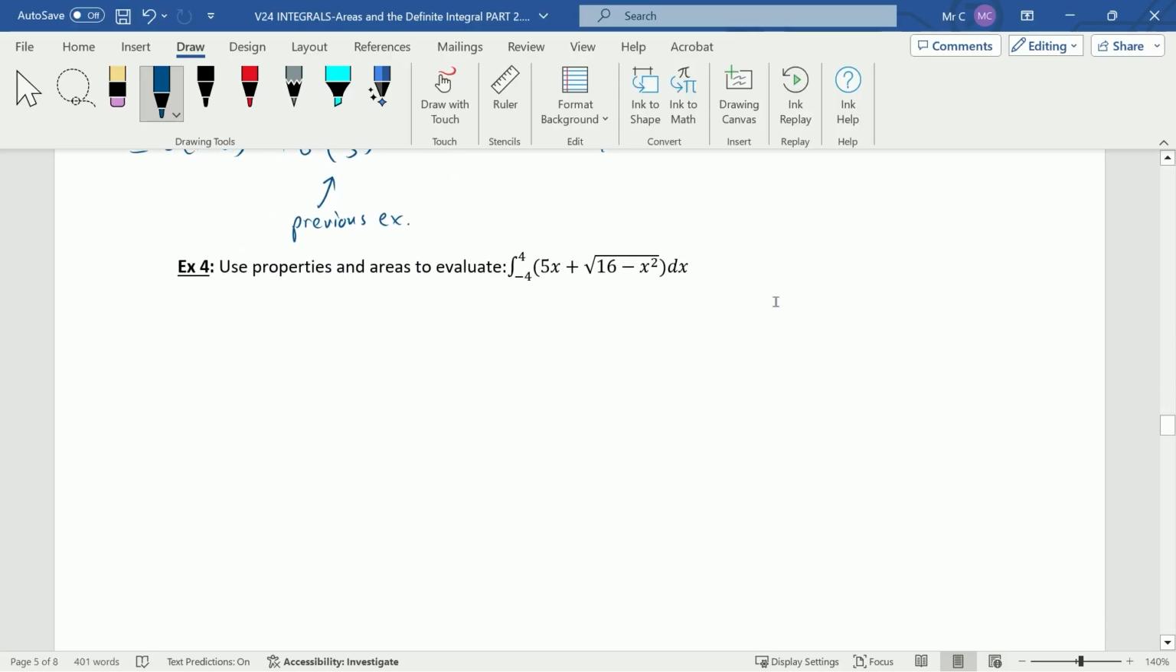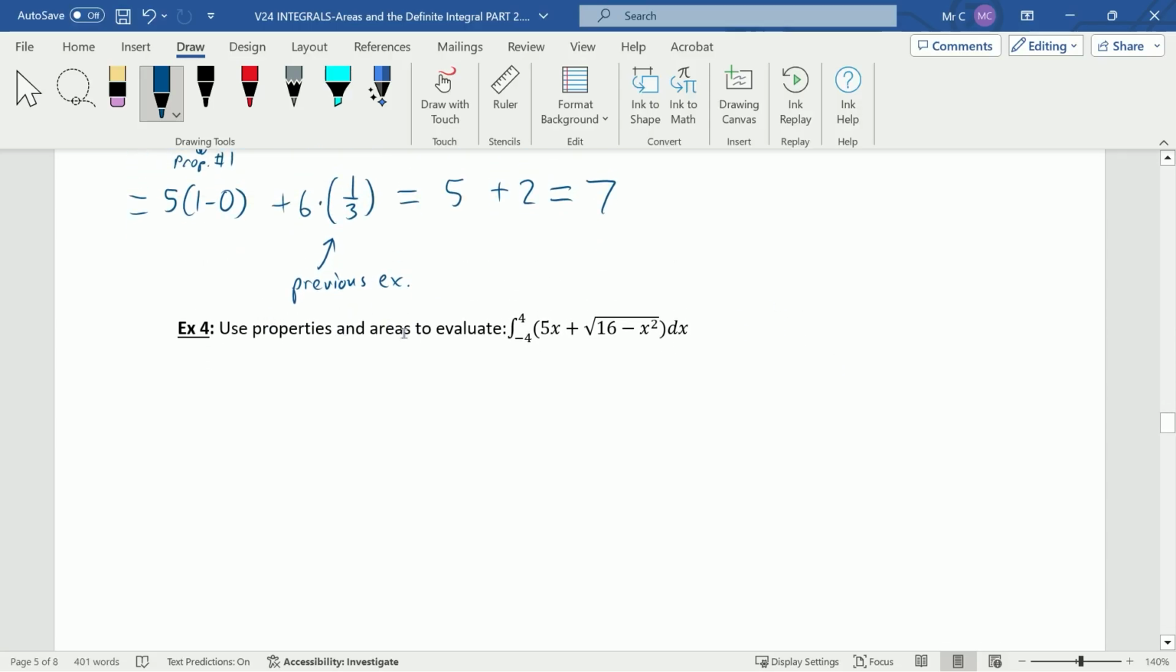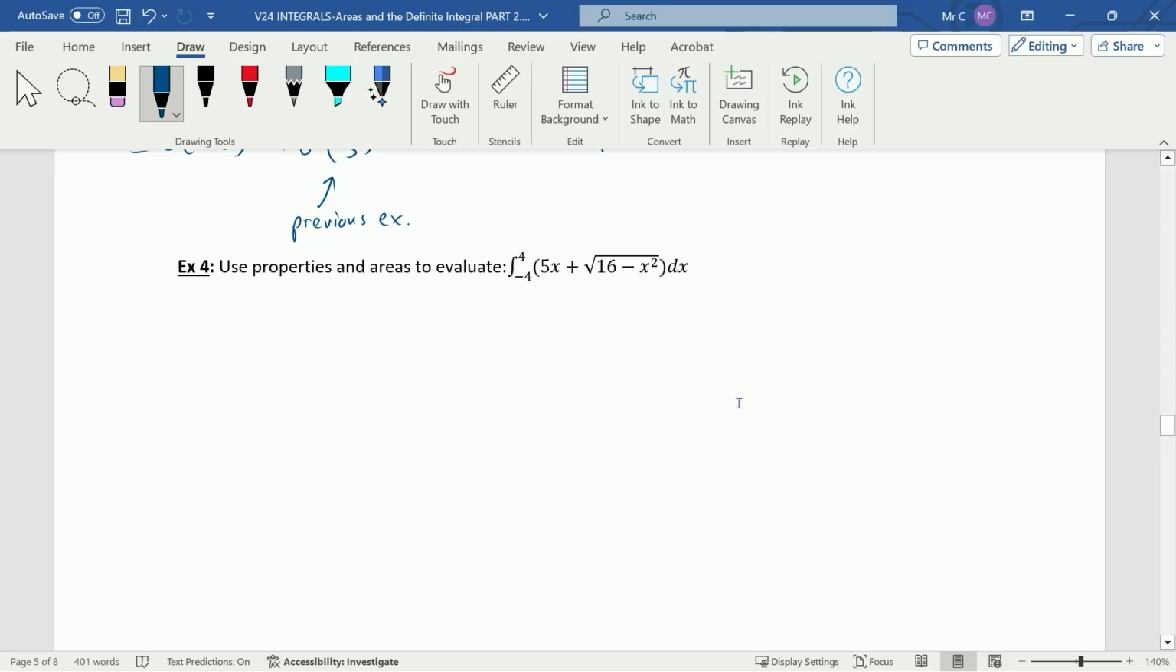Okay, so next, use properties and areas to evaluate the integral from -4 to 4 of 5x plus the square root of 16 minus x squared dx. So the first thing I'm going to do is split up my integral on that sum, the integral of 5x dx, plus the integral from -4 to 4 of the square root of 16 minus x squared dx.